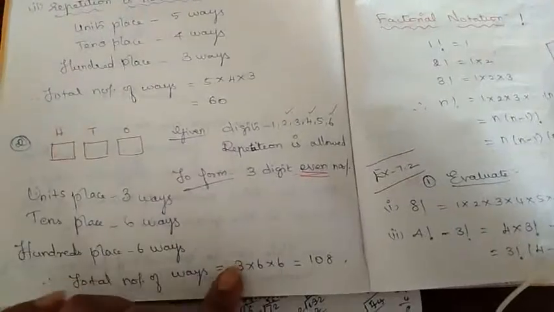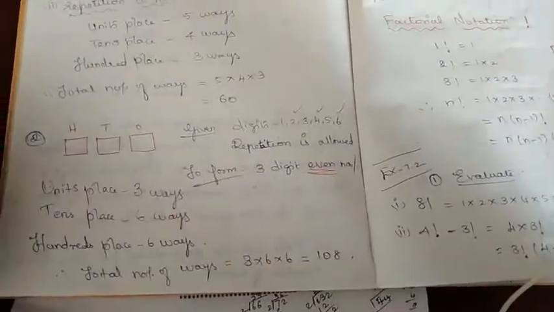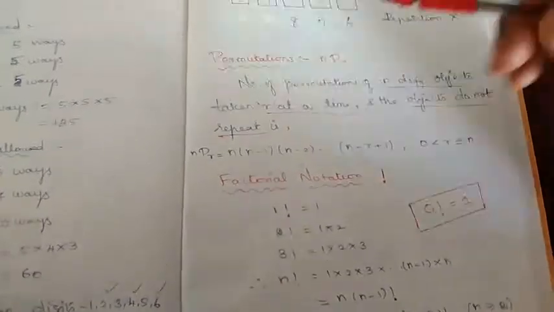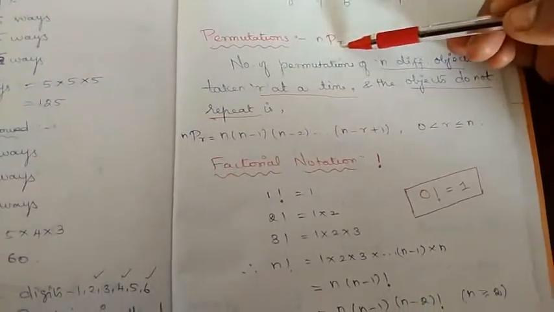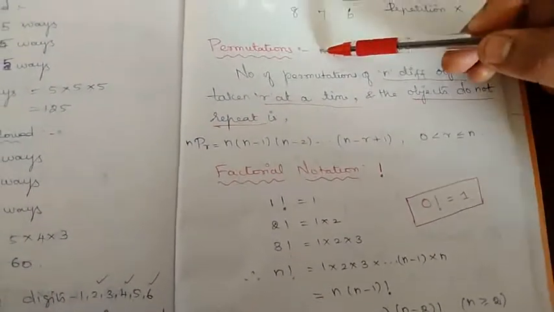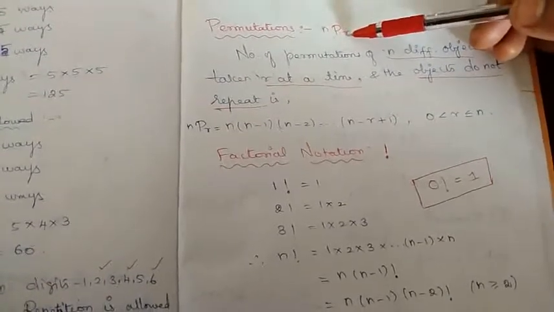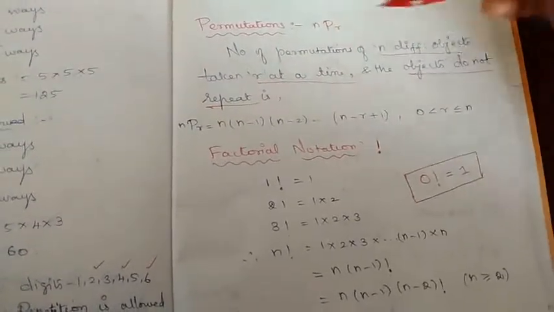So the total number of ways is 3 into 6 into 6, right? Hope you got it. Next is permutation. We will denote it by nPr. What is this nPr? n different objects taken r at a time. Out of n objects, r objects are taken at a time and the objects do not repeat.